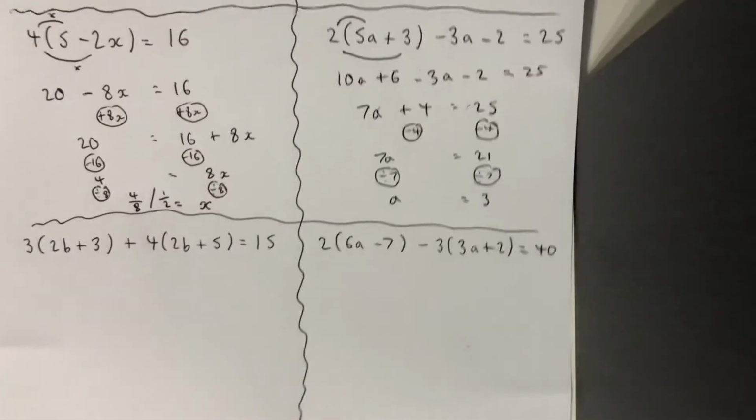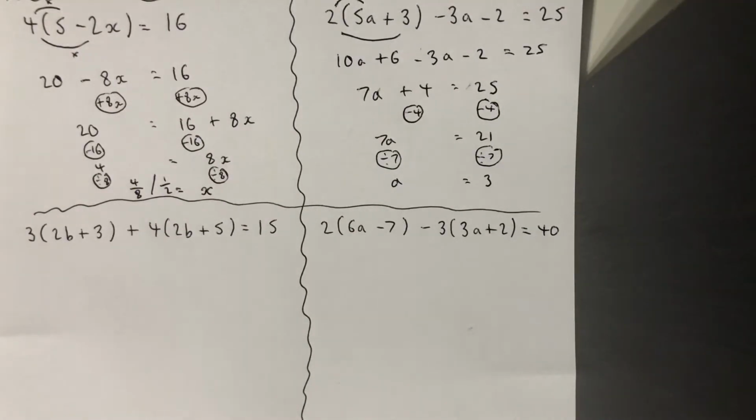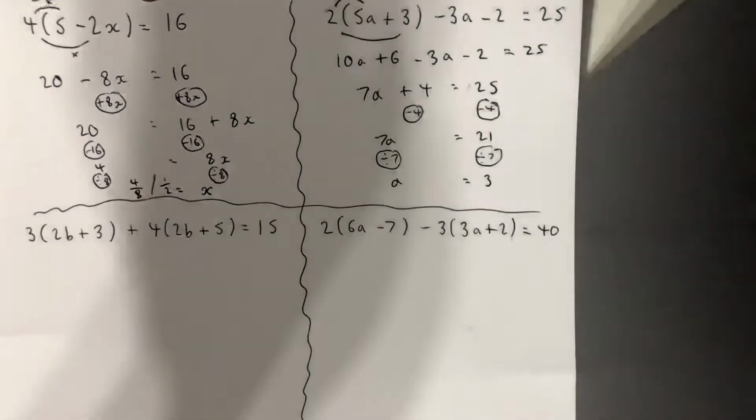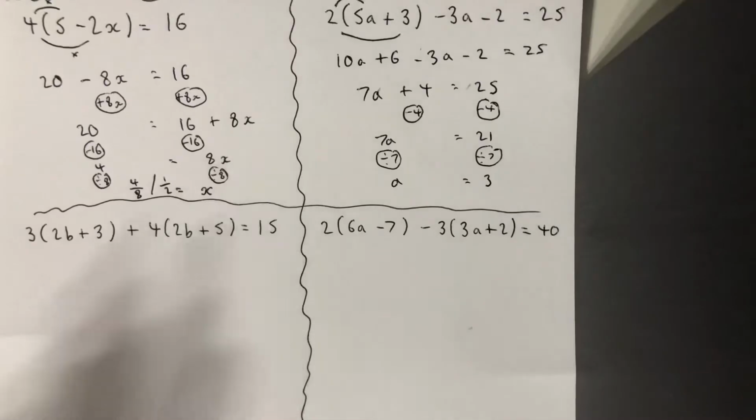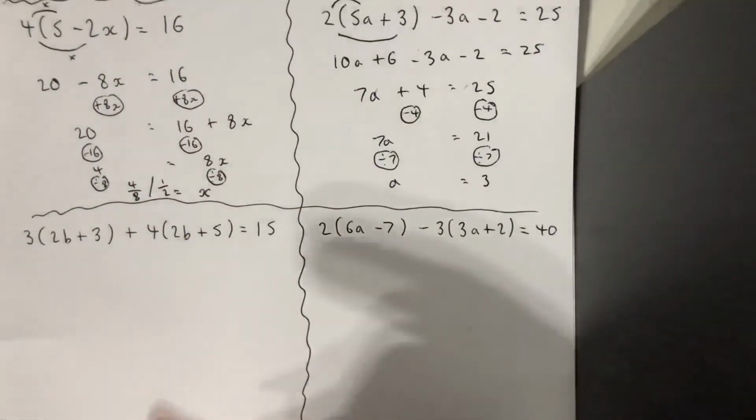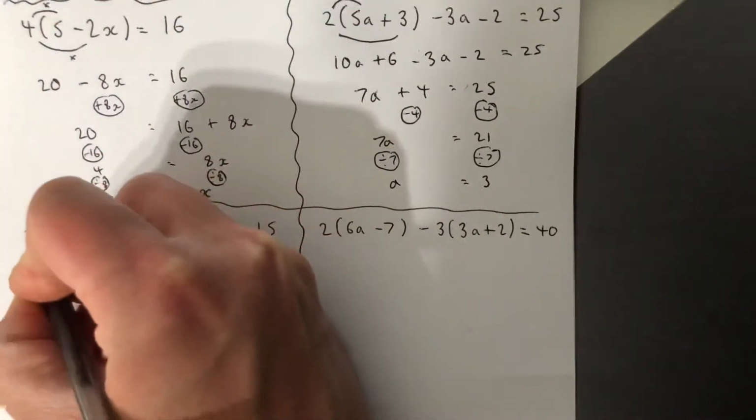Moving on here. So what we've now got, 3 lots of 2b add 3, add 4 lots of 2b add 5, double brackets. Well, okay, times them both out. Please, please, please take your time though. Look at the space we've got. Do a few lines of working out and you'll get it right.